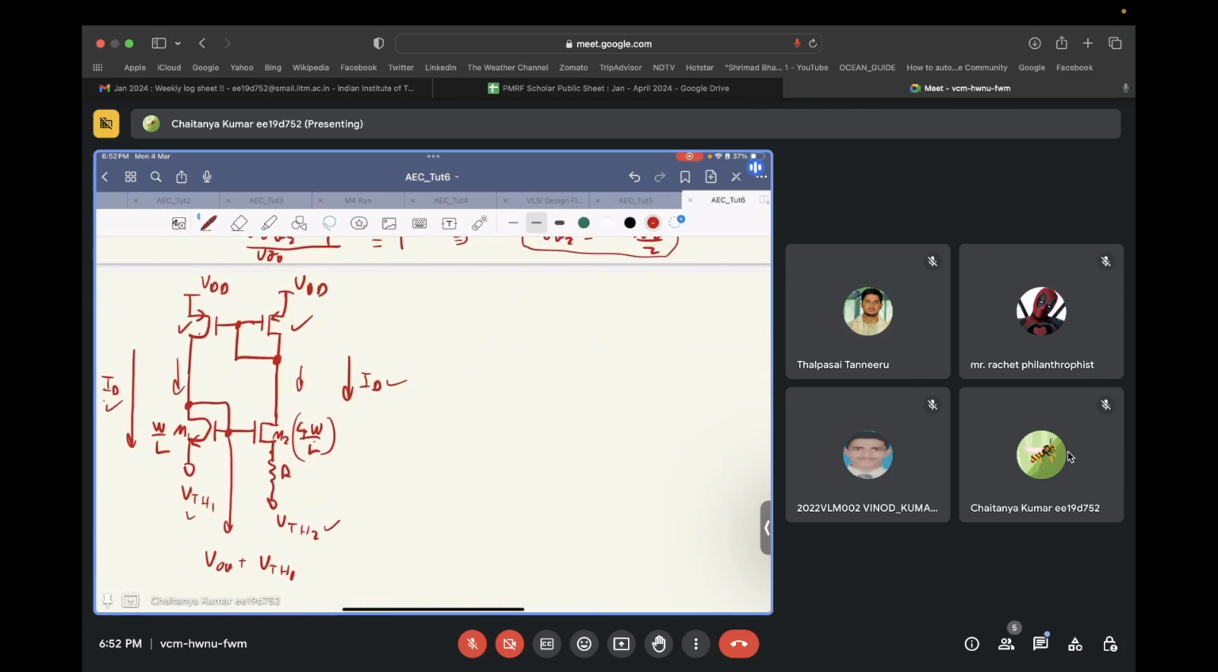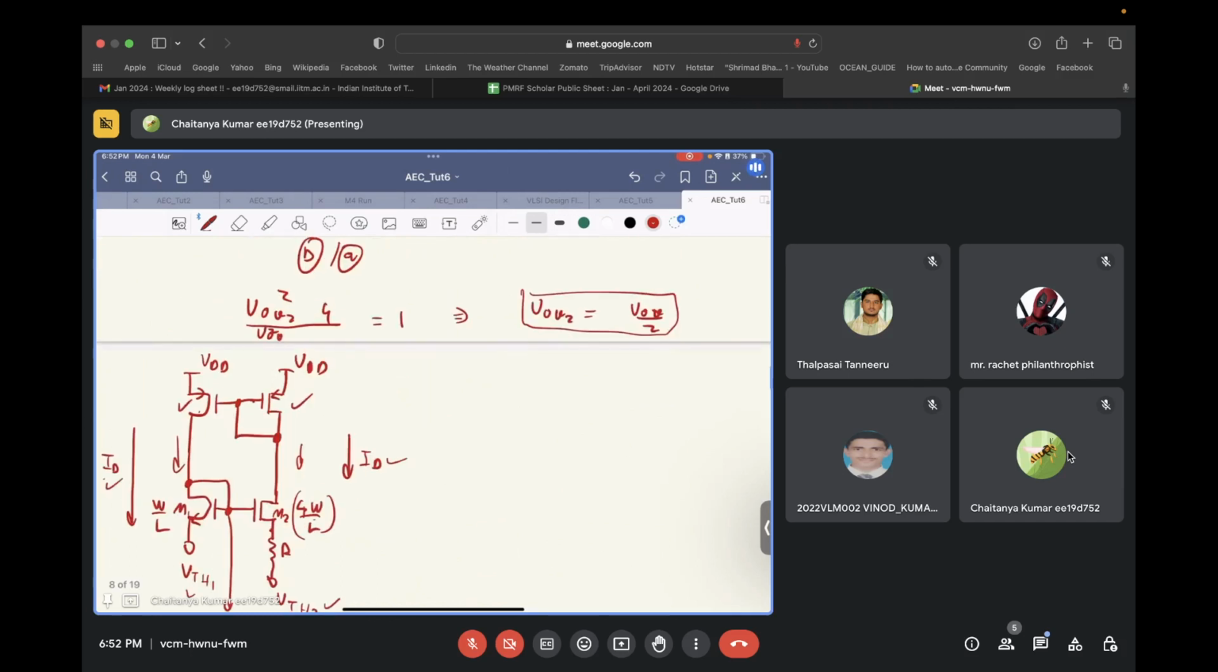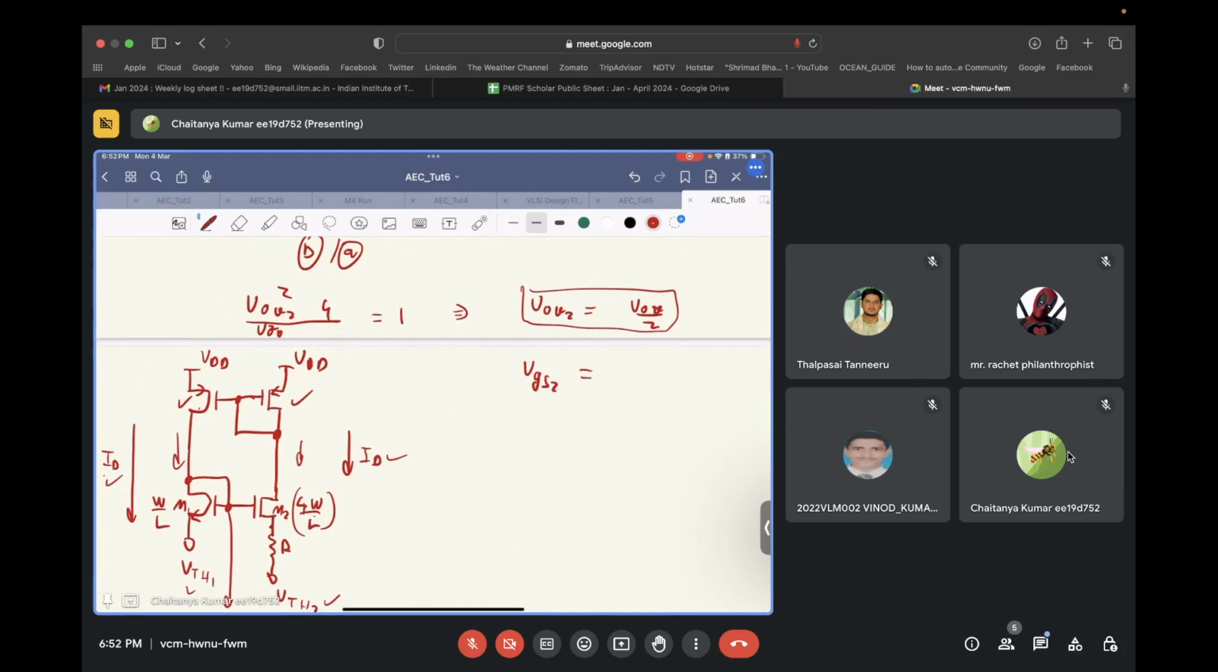The problem comes over here. So this is V overdrive plus VTH1. We know that the overdrive voltage of transistor 2 is still V overdrive by 2. So what is VGS2? Can you tell me VGS2? It's basic. It's plus VTH, not minus VTH: V overdrive by 2 plus VTH2.